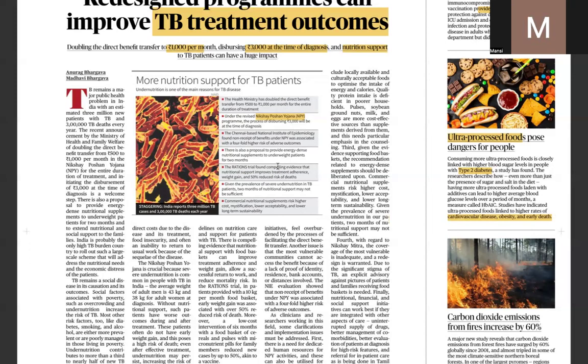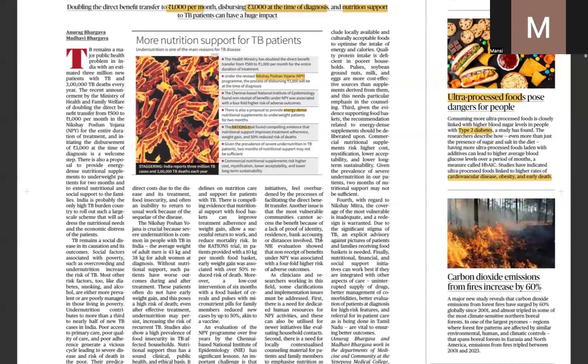And there's also one proposal to provide energy dense nutritional supplements to the underweight patients for 2 months. So these are key phrases. Then the RATIONS trial. There also we found compelling evidence for nutritional support. So when we are talking about rising cases of anemia also, that creates a problem. So dealing with different cases in a multi-dimensional manner is going to help us in reducing the TB burden.